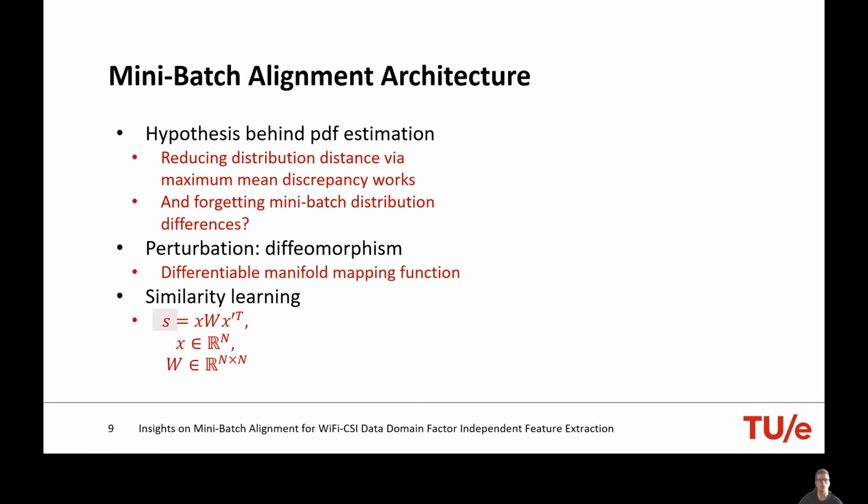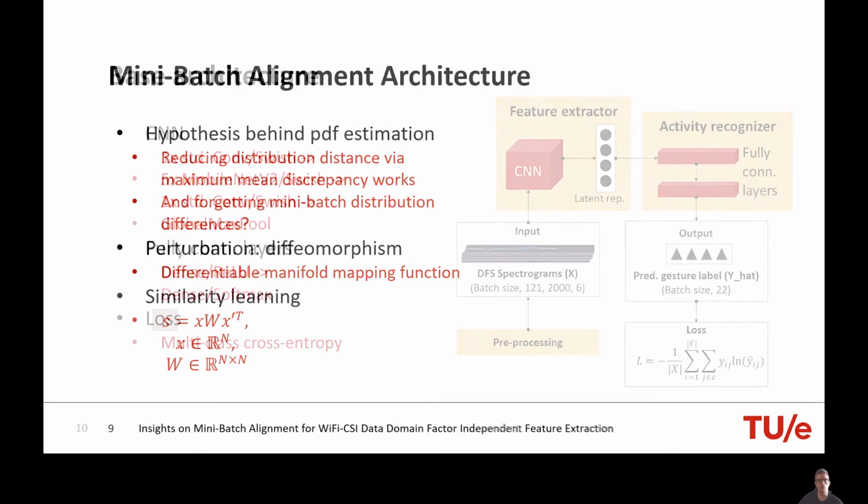And so the perturbations, as already discussed, are based on diffeomorphisms, and similarity learning is basically done via learning a square similarity matrix that is a specific function that has the ability to show or capture which correlations are important between the two samples in order to learn the actual similarity.